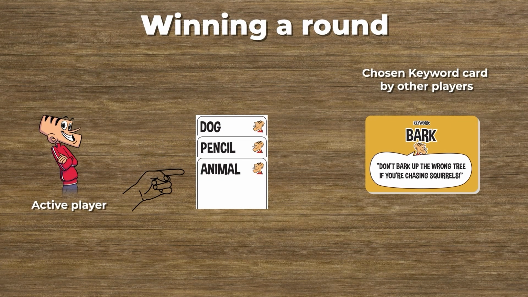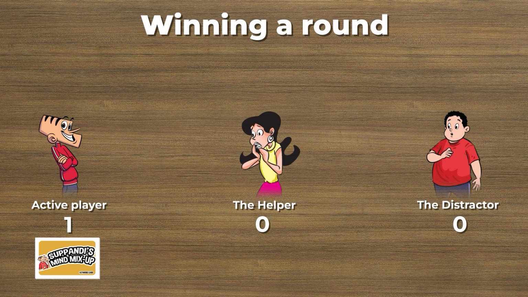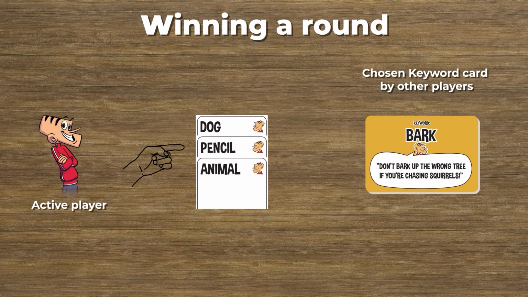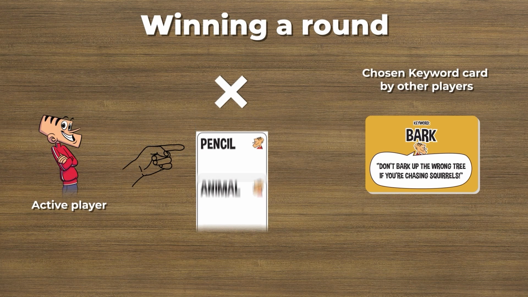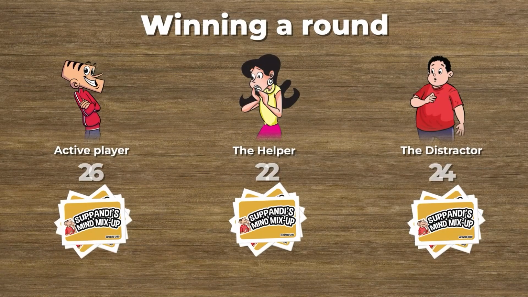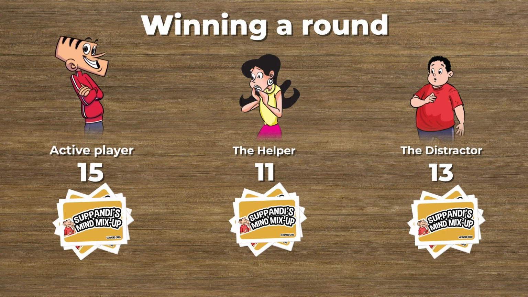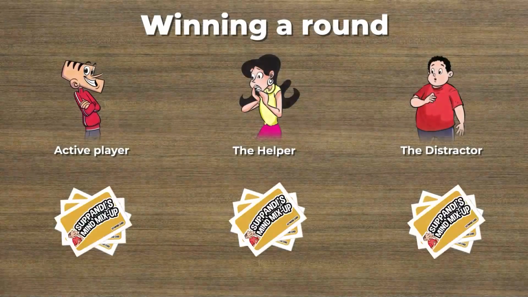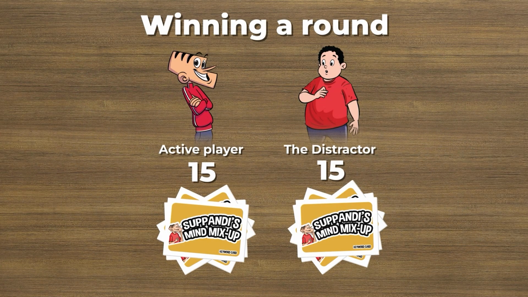Winning a round. With the correct guess, if the active player correctly guesses the keyword, they take the keyword card as a point. With the incorrect guess, when the active player guesses wrong because the distractors win, the distractor takes 1 keyword each as their point. Once the rounds are completed, the player with the most keyword cards is the winner. In case of a tie where multiple players have the same number of keyword cards, the victory is shared.